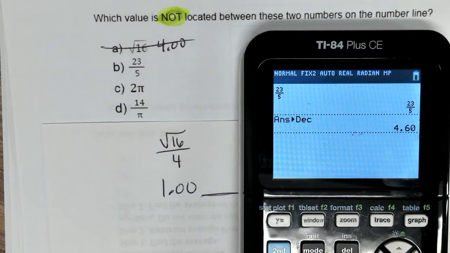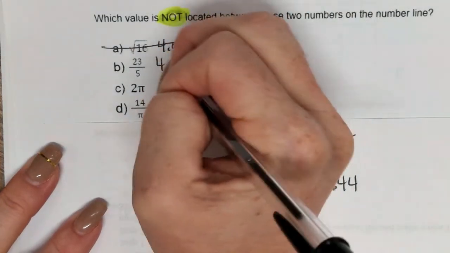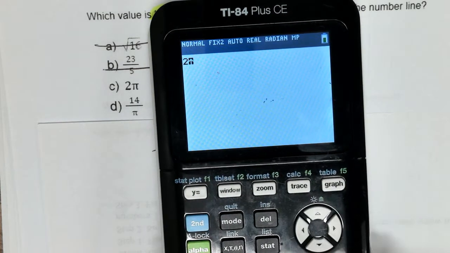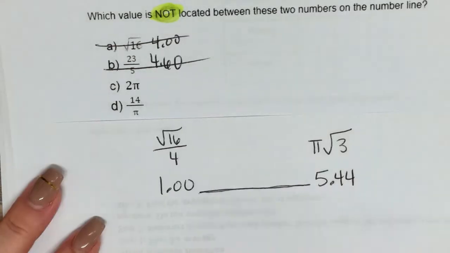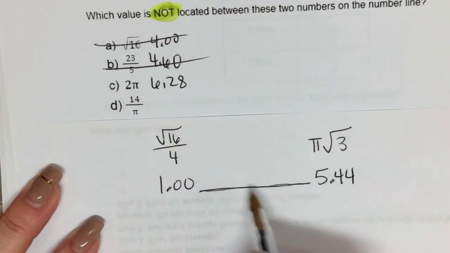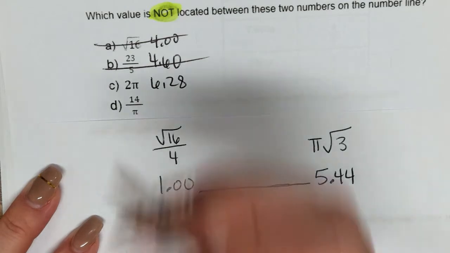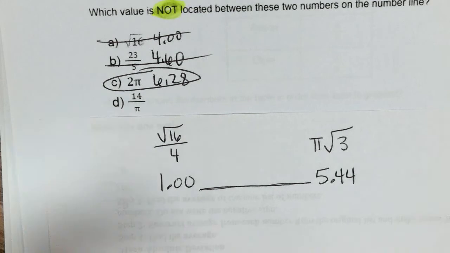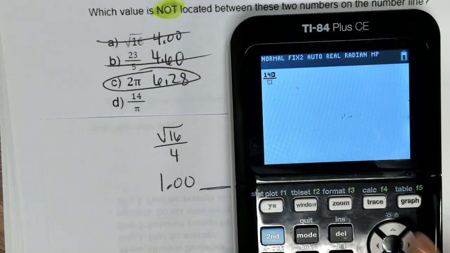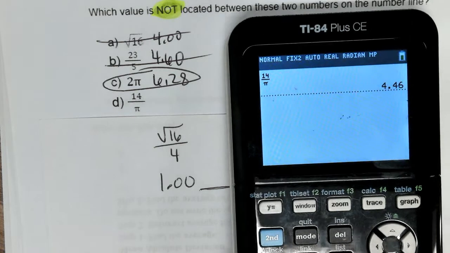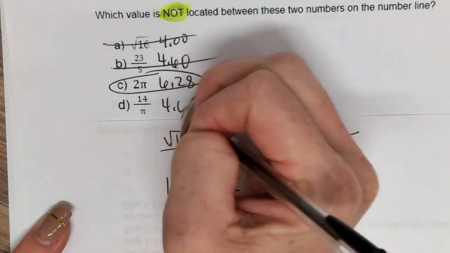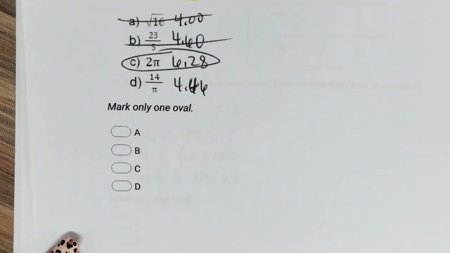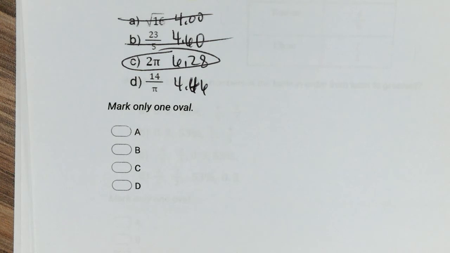Enter. How much money? Does that fit between them? Yes. 2 pi. No. 2, and then I got to push my pi button. $6.28. Would that fit between them? No. So there's my answer. Do I even need to go do that one? I can to make sure I got it right. So 14 on top, pi on bottom, $4.46, that does fit between. So my answer is correct. Questions? Everybody fixed it if they missed it?